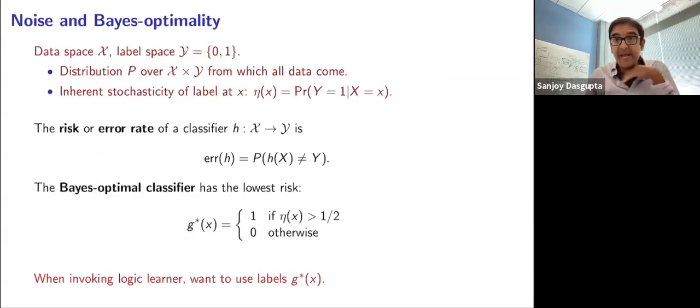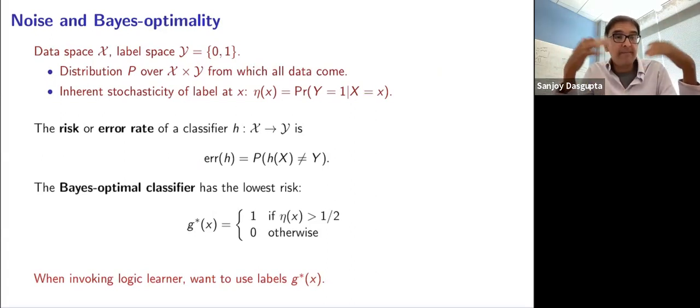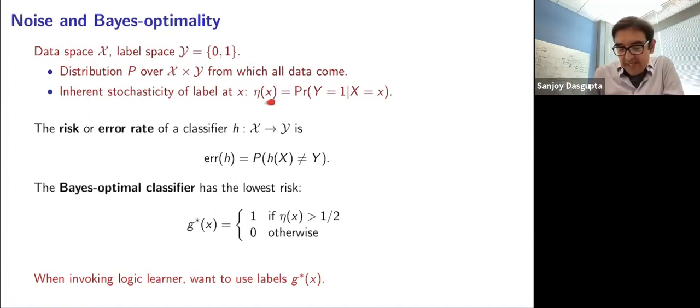And there's a standard way of formalizing this. You have a data space, you have the label space 0, 1. You have a distribution from which all data come. That is the fundamental assumption of statistical learning, that there's an underlying distribution from which everything, past, present, future, comes. And now there's this inherent stochasticity. At point x, the label could be 0 or 1, and the probability that it's 1 is given by this function eta of x. So we want to learn a classifier with low error, where the error is just the chance that it's wrong.